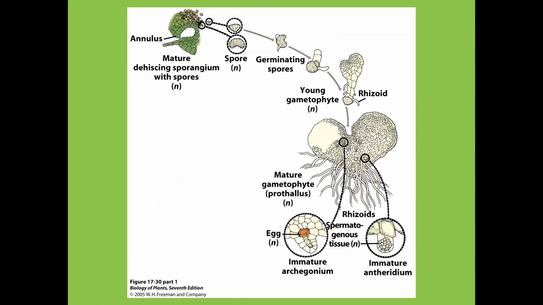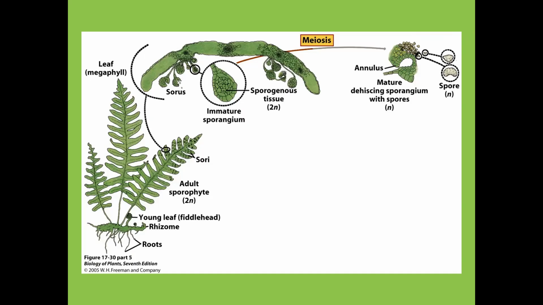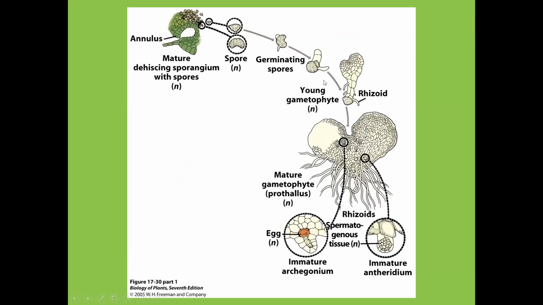So here you go, the spores shoot out. The spores are now haploid, right? Because they are the result of meiosis. So they're haploid. And they're gonna shoot out.